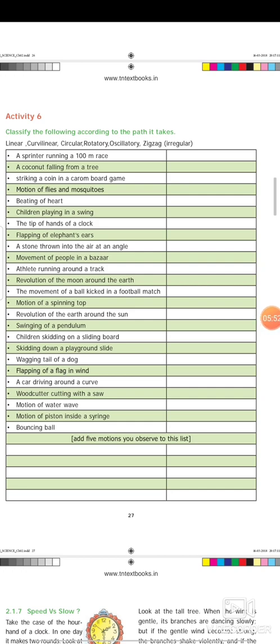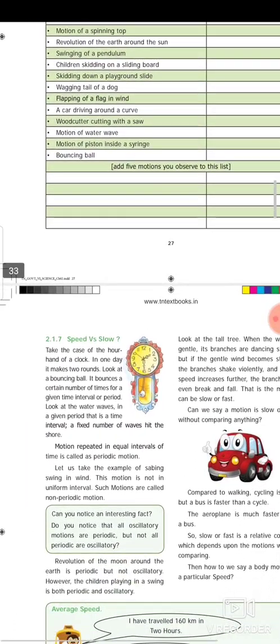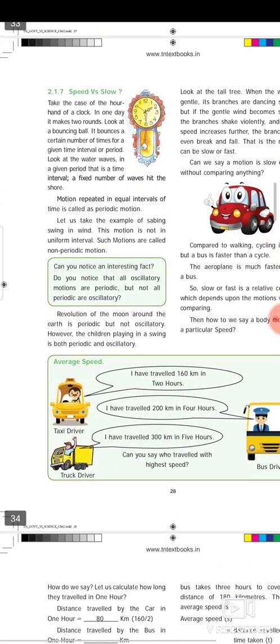Regarding this motion of an object, they have given Activity 6 in your book. You can do it by yourself. Next, we need to see speed versus slow. So, how can you say an object is moving at a fast or a slow pace? How can we say? With respect to time only, we can calculate.